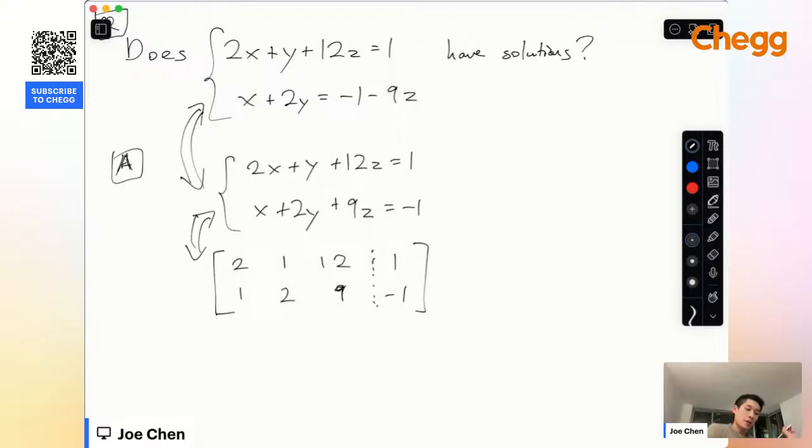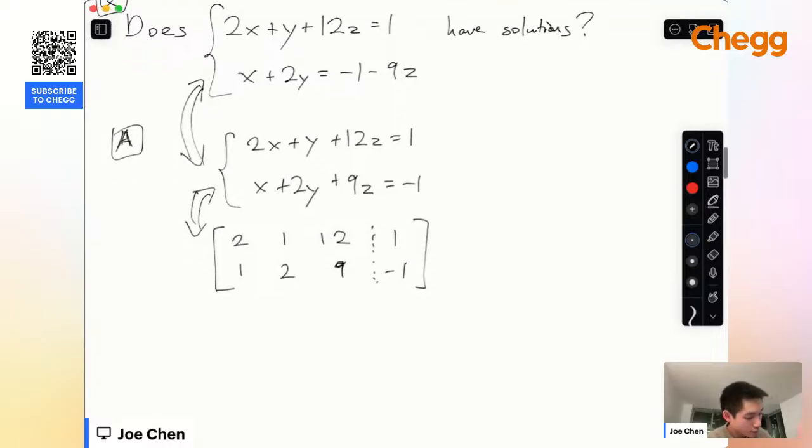So I'm going to do the same thing. I'm going to attempt to have each row just begin with a 1 and then try and eliminate everything else in that column. Okay, the easiest way to do this is to just swap the two rows. Then I can start with a 1. So I'm going to swap row 1 and row 2.